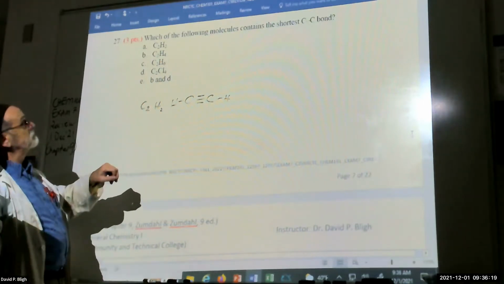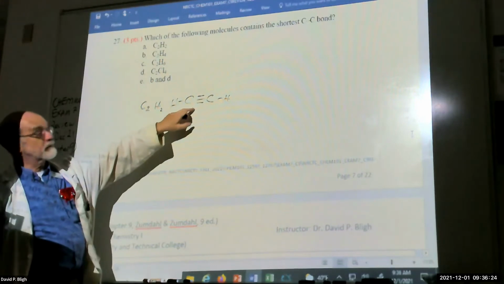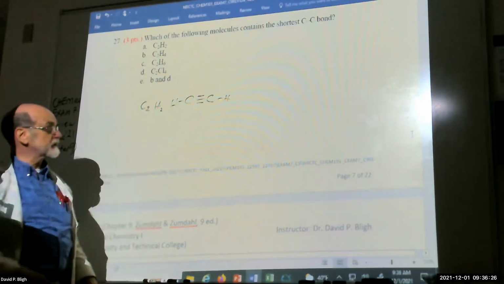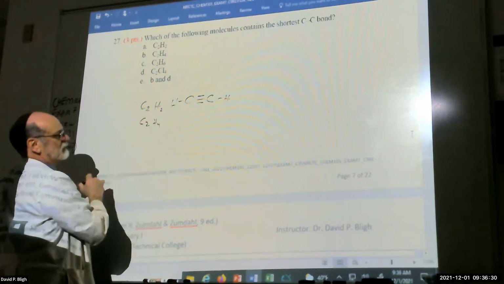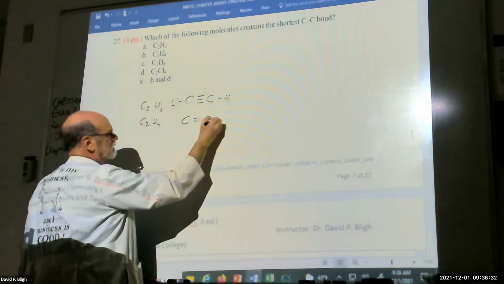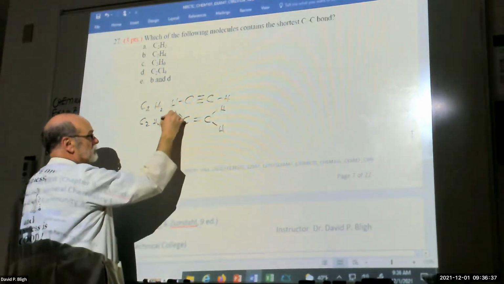And it's going to have a pretty short carbon-carbon bond because it's triple. This one takes that and does this with it. And you can check my electron totals.